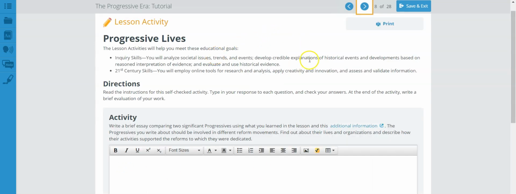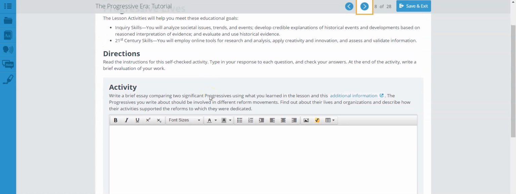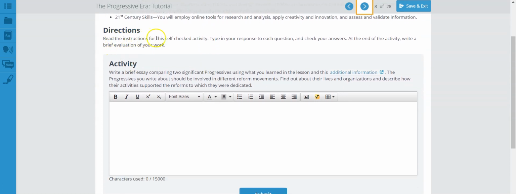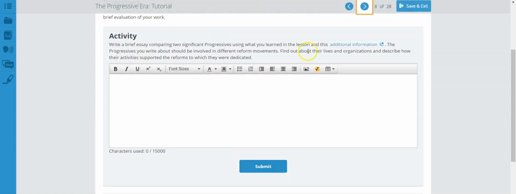Let's move on. We are now on page 8 of the Progressive Era tutorial, and this is your lesson activity, Progressive Lives. Let's read the directions here. Directions: read the instructions for this self-check activity, type in your response to each question, and check your answers. At the end of the activity, write a brief evaluation of your work. And please make sure that you read the question first, or what you're being asked to do. Once you've done that, make sure you go to the given link, because this has more information that you will need in order to answer the questions.